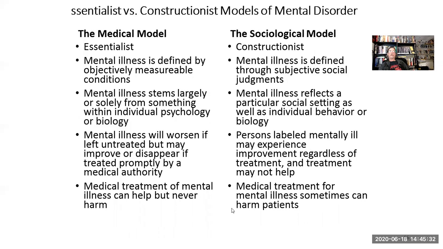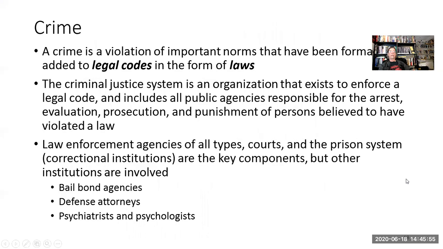But here, you can see the difference between the two models of mental disorders. The medical model is essentialist. What that means is there's something essentially different about that person, biologically different. Sociologists see it as constructed by others. It's a constructionist point of view. And you can read through the other differences if you like.